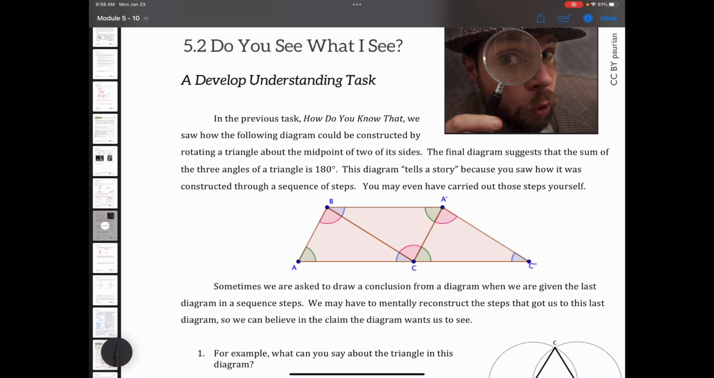The sum of the three angles of a triangle is 180 degrees. This diagram tells a story because you saw how it was constructed through a sequence of steps. You may even have carried out those steps yourself. Excellent. We sure did.